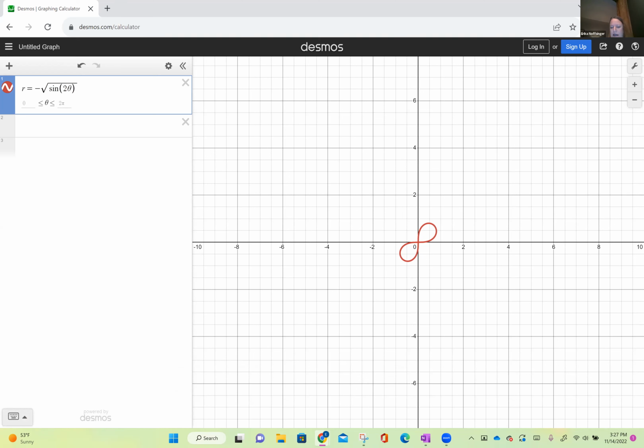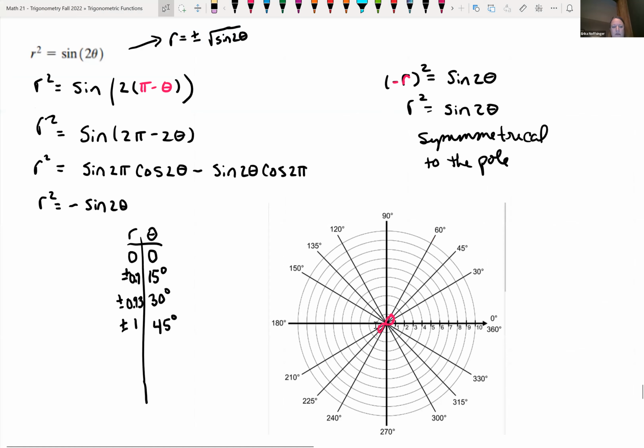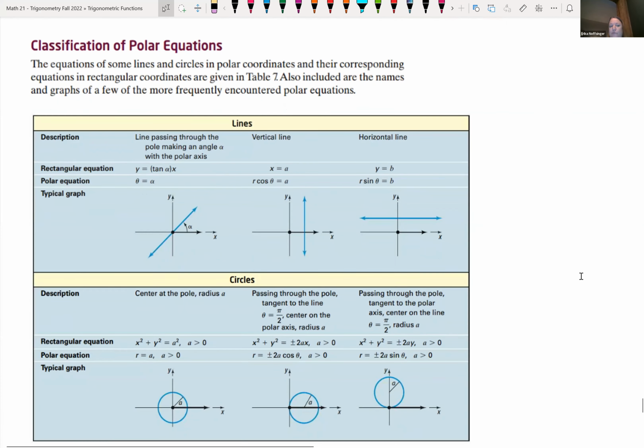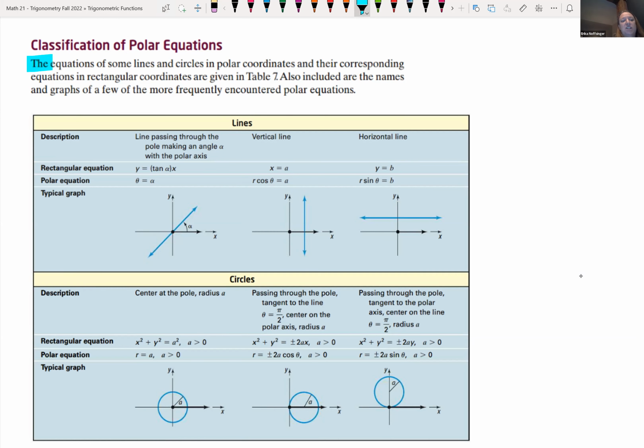Okay, so let's look at the last thing in this section, which is kind of just a review of what we've gone through so far with this section in our textbook. And in our textbook, this is section 10.2. So the following states the equations of some lines and circles in polar coordinates and their corresponding equations in rectangular coordinates, given in the table below. Also included are the names and graphs of a few of the more frequently encountered polar equations.